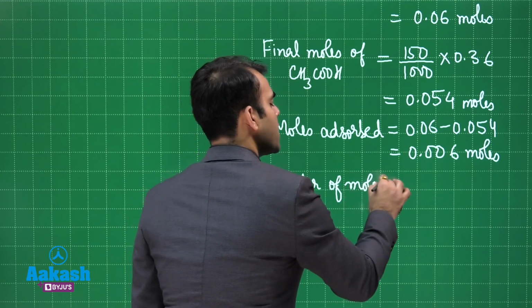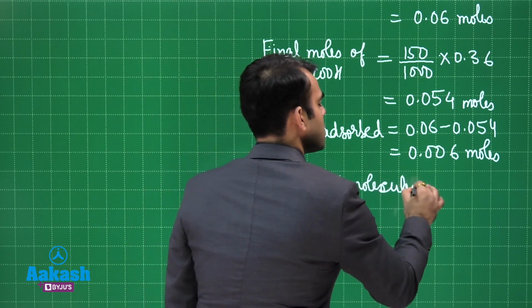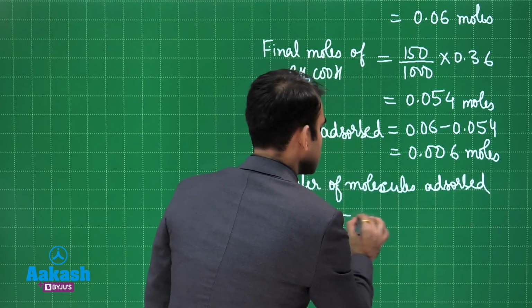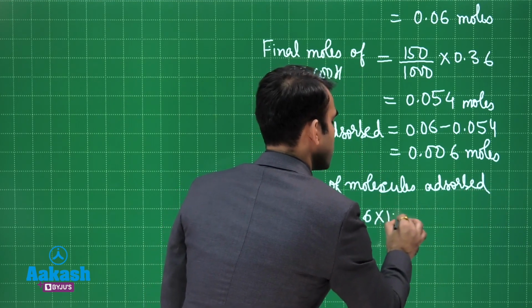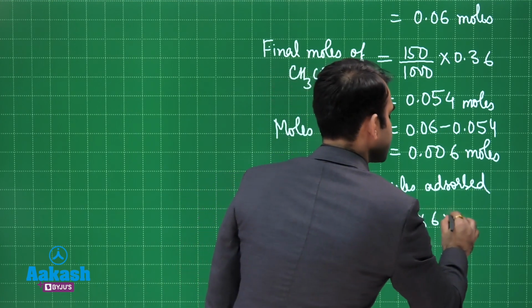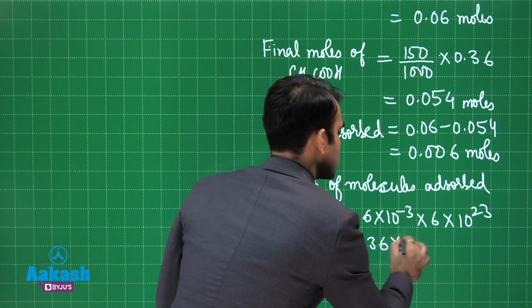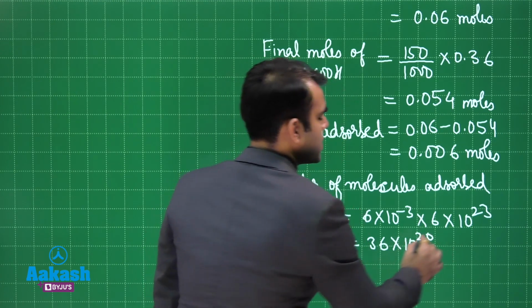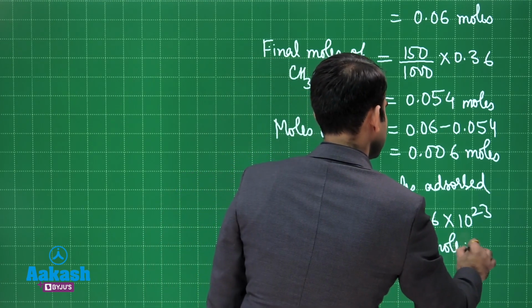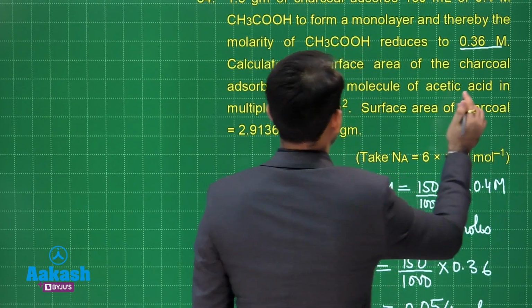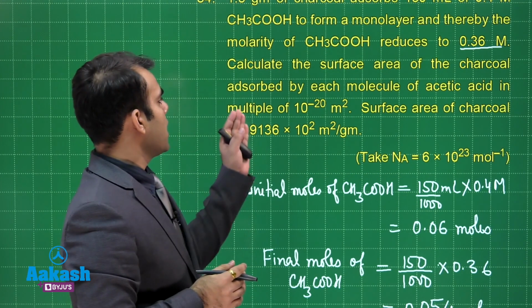And if I am going to calculate the number of molecules of acetic acid that has been adsorbed, number of molecules adsorbed, I can write it as 6 into 10 to the power minus 3 into 6 into 10 to the power 23, that is 36 into 10 to the power 20 molecules. Now this is the total number of molecules of acetic acid that has been adsorbed.